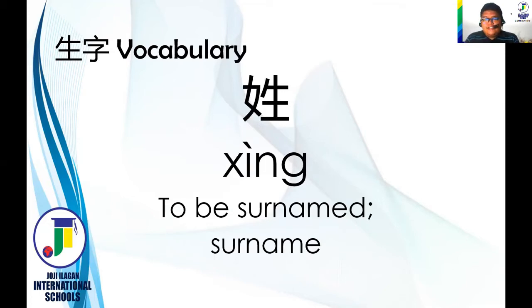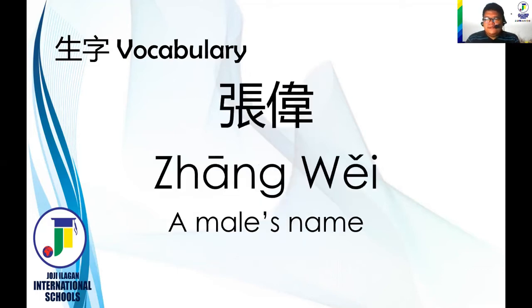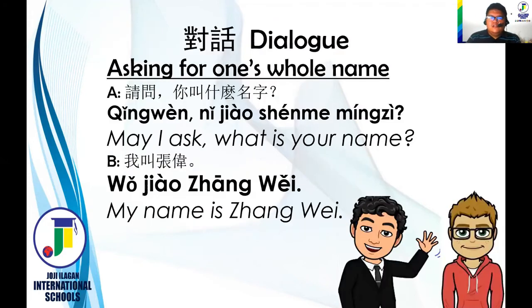Next word is to be surnamed or a surname, 姓. Next is the name of a person, a male's name, 张伟. Those were the vocabulary words that you had just heard. So take note of those vocabulary words.